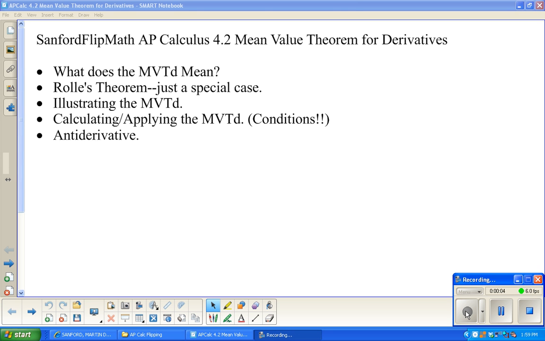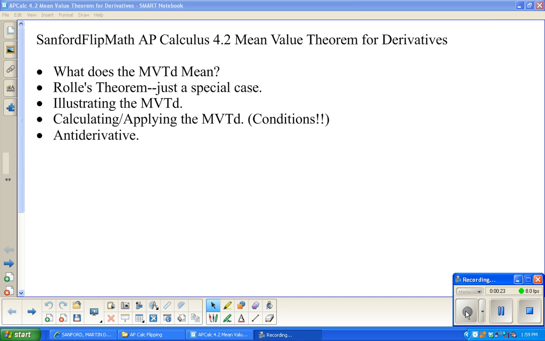This is AP Calculus. We are working our way through the Finney, Demana, Waits, Kennedy book for Calculus, 3rd edition. And we are in section 4.2, which is about the mean value theorem for derivatives. There will be another mean value theorem later in the course.